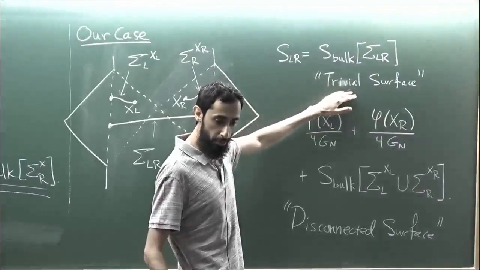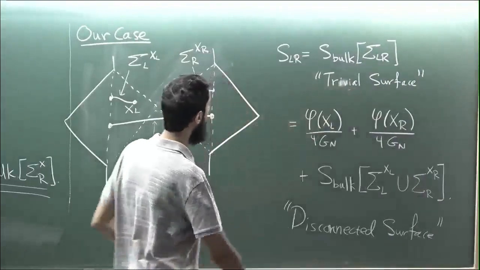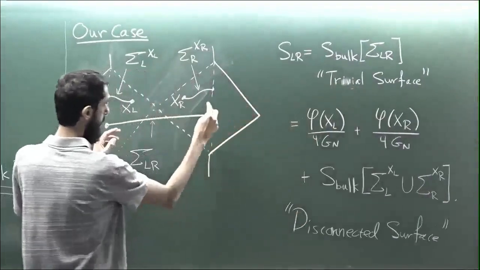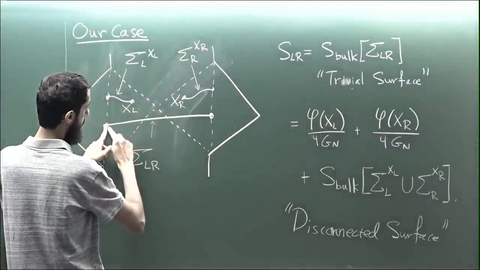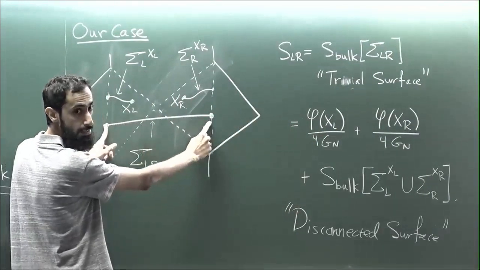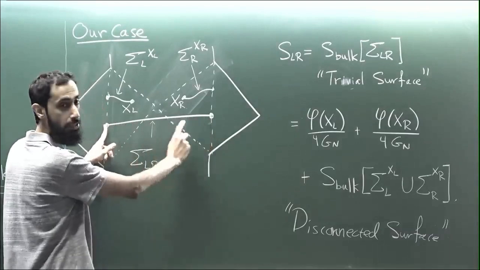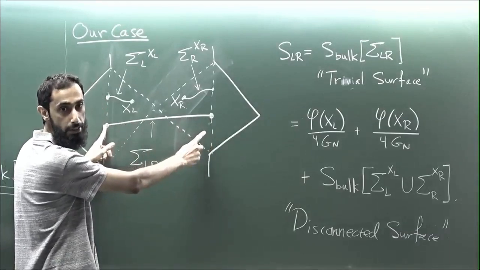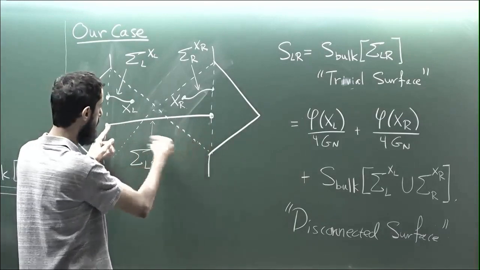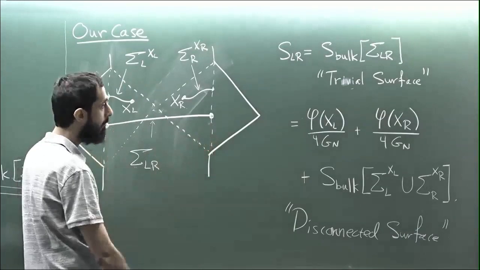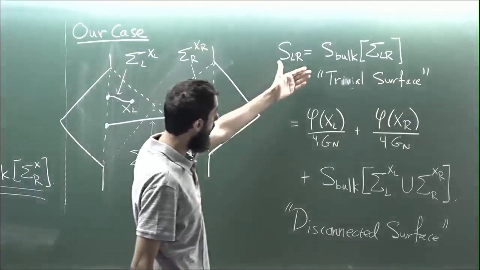Why I'm calling it trivial will be clear in a moment. This is a case where the entropy is the entire bulk slice connecting left and right. Trivial means that there's no dilaton contribution. There's no area piece. The trivial surface is the entire bulk. So that's one option.